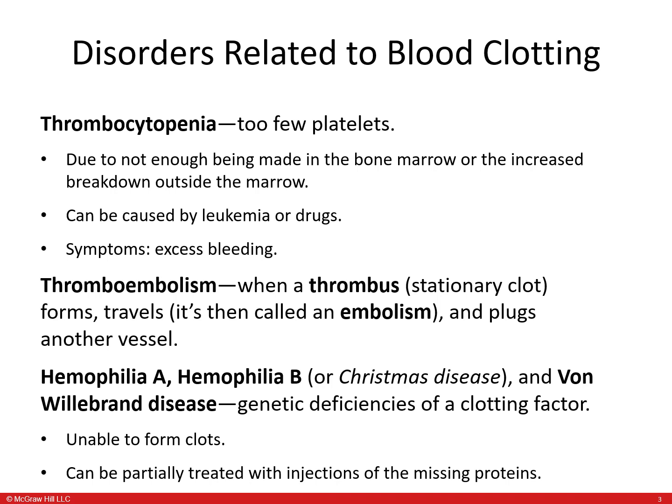So hemophilia A, hemophilia B, also known as Christmas disease, or von Willebrand disease. So this is an inherited disease. What happens here is that you're unable to form the clot, and this can be partially treated with injections of the missing proteins.